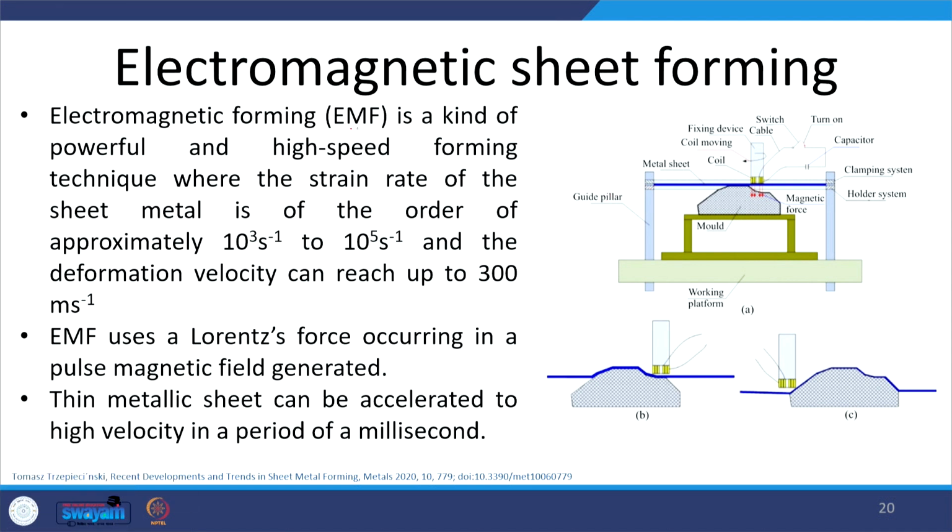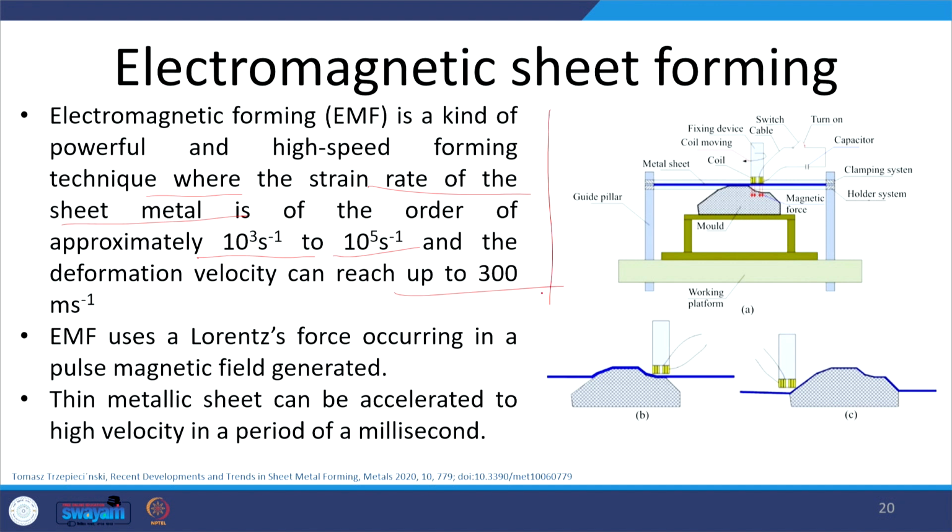So, electromagnetic forming is a very powerful and high speed metal forming technique where the strain rate experienced by the sheet metal is very high, 1000 to say 10 to the 5 per second, and the deformation velocity is also very high, like 300 meters per second.